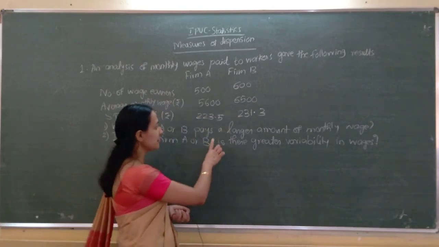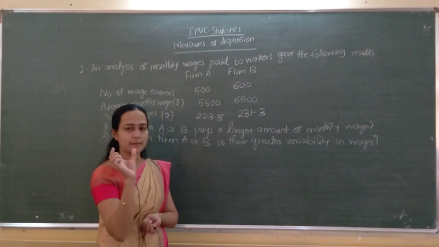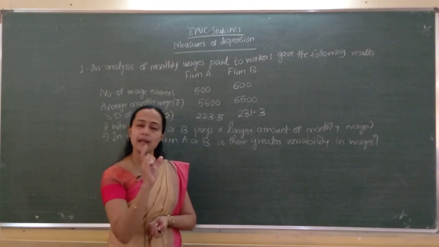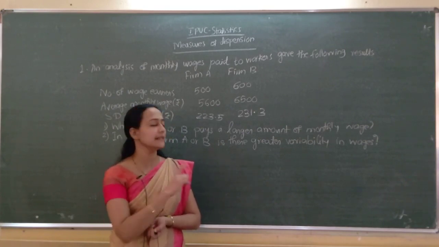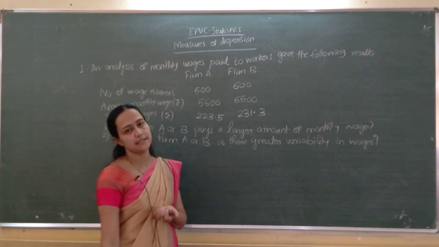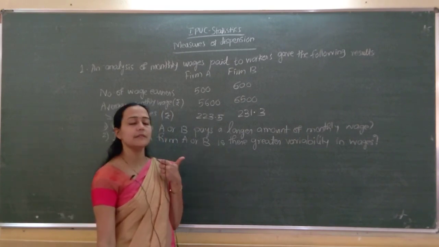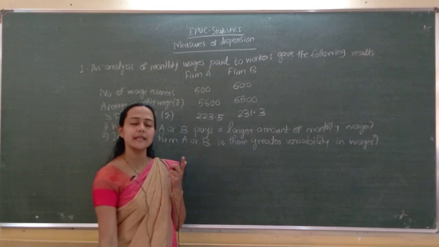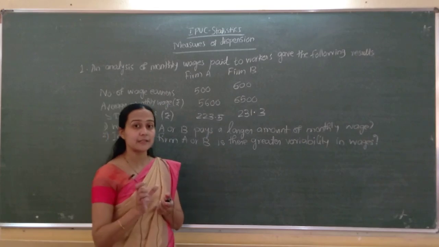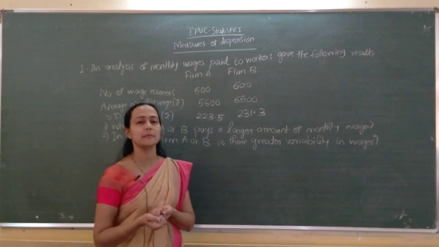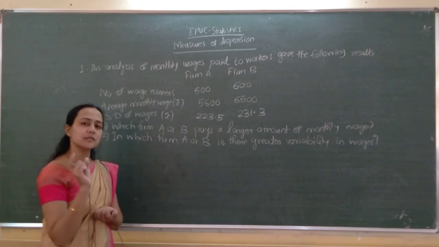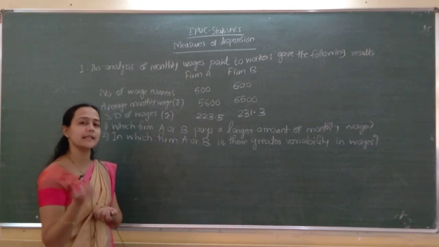So for the first one, we have to compute sigma X, the total. In which firm, A or B, is the total more, that firm pays a larger amount of monthly wages to workers. For the second one, we have to compute CV. Not CV less, CV more means variability more. Here they asked for greater variability, so we have to compute CV itself. CV more means variability more.